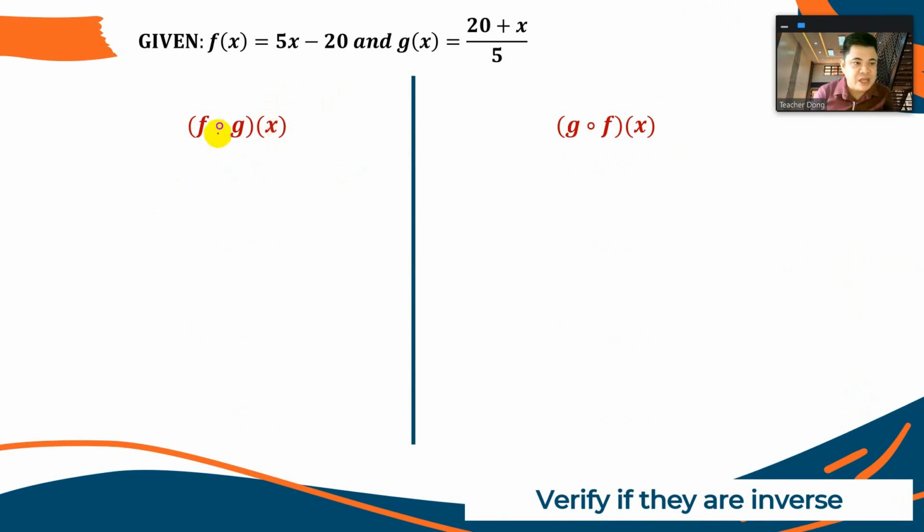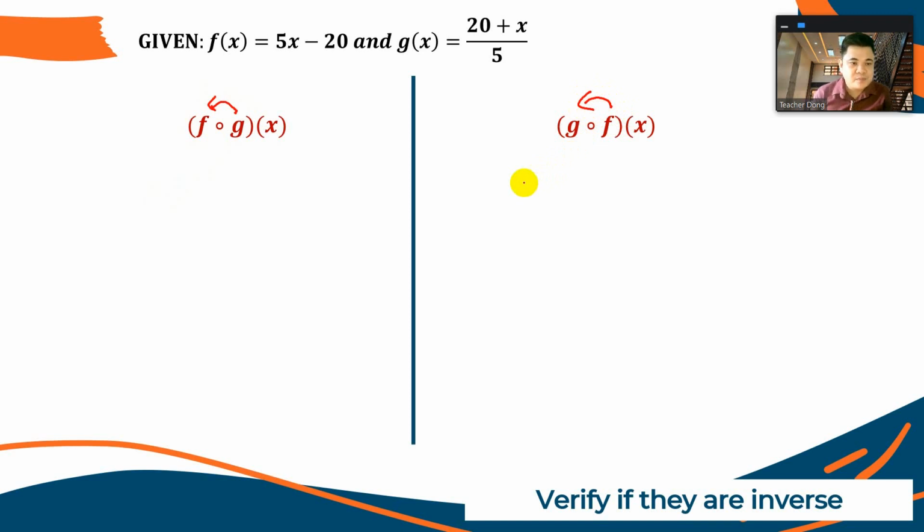So just like what you are seeing here, we have f circle g of x. It means you are going to substitute g into f. And here we have g circle f of x. You are going to substitute the whole f into g. All right, so how can we say that these two functions are inverse of one another? Only if their composites are equal.